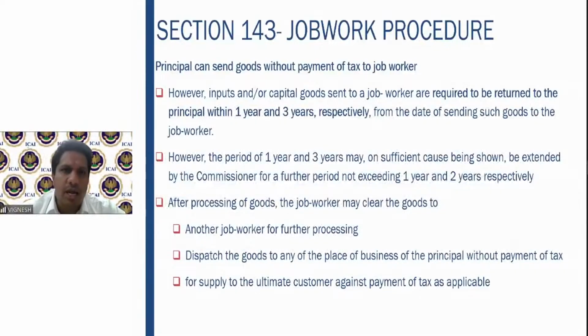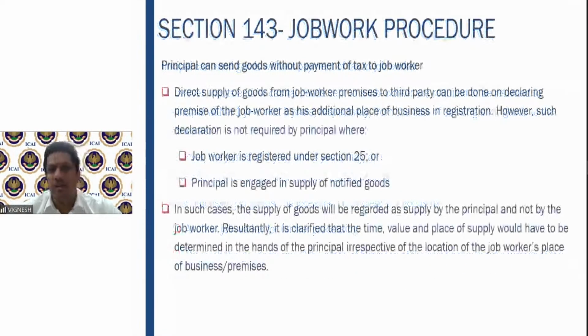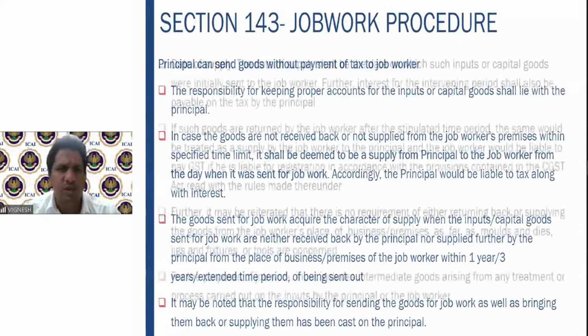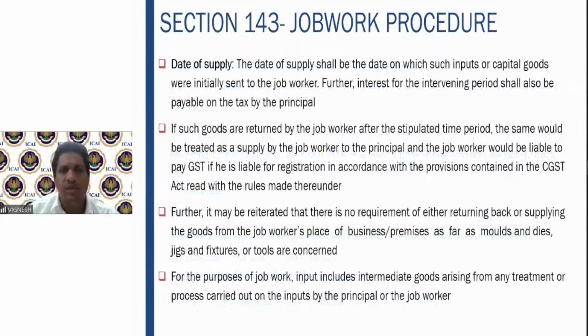Again, in case the time has not been complied with, you can also file a petition with the commissioner for condonation of delay, and a further extension of up to 1 year or 2 years can be accepted. After processing, he can send it to another job worker, he can send it back to the principal, or he can also send it to the ultimate customer against payment of tax. All these can be done with regard to the job work related provisions. We have seen this in the last session only. I hope therefore the memory is afresh.